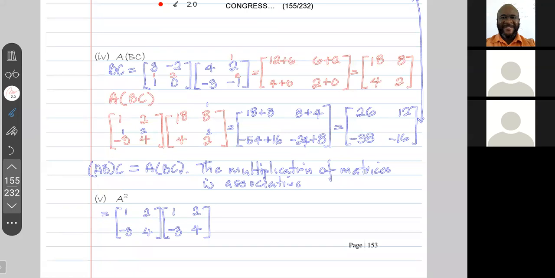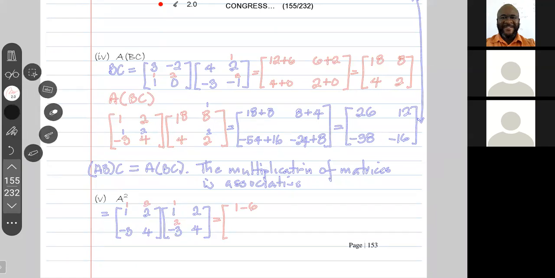So again, A squared means A times A, row by column. First element in the row times the first element in the column: 1 times 1 is 1. Second element in the row times the second element in the column: 2 times -3 is -6.